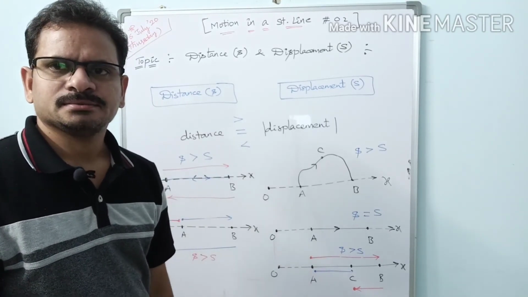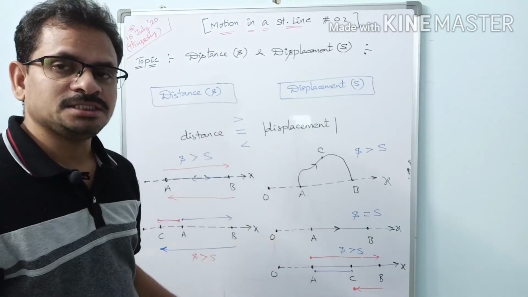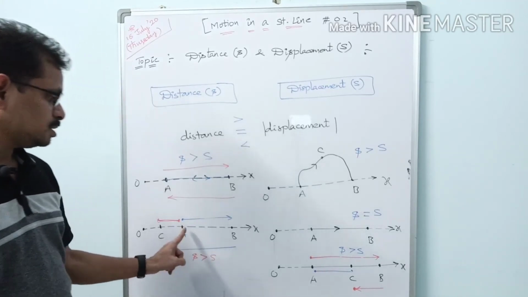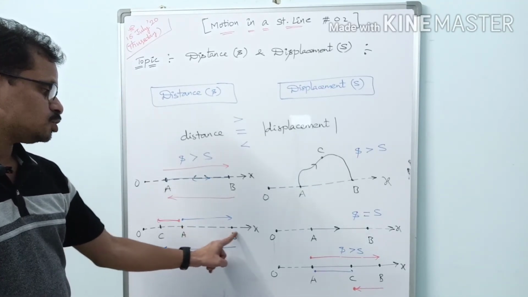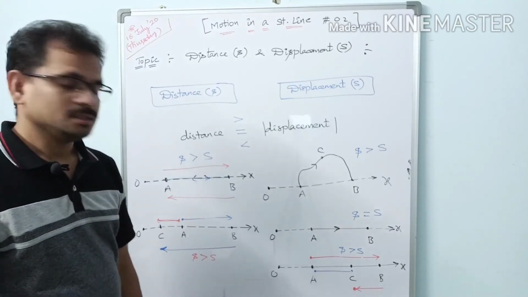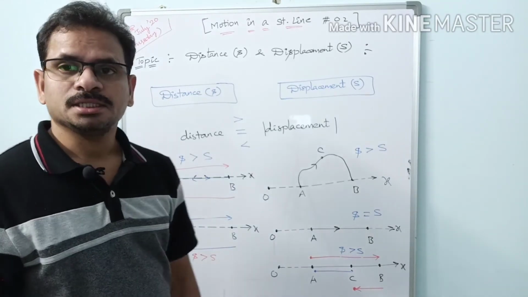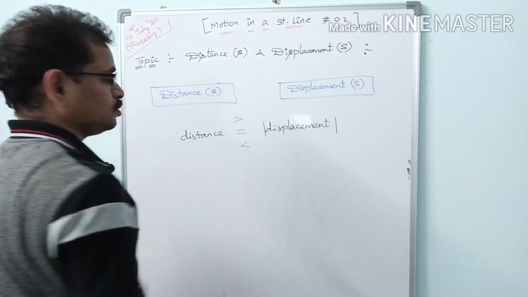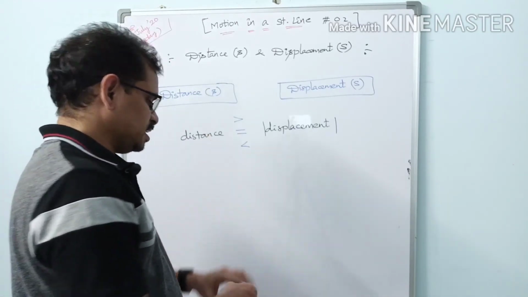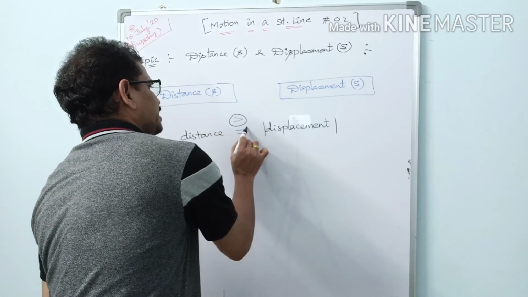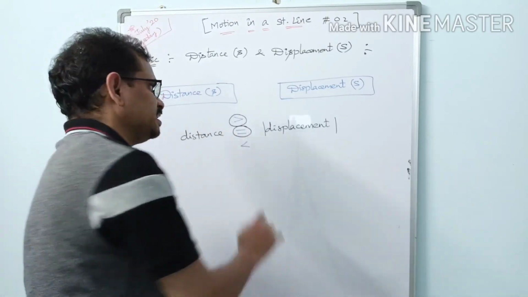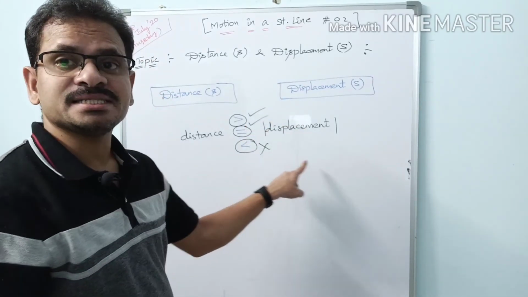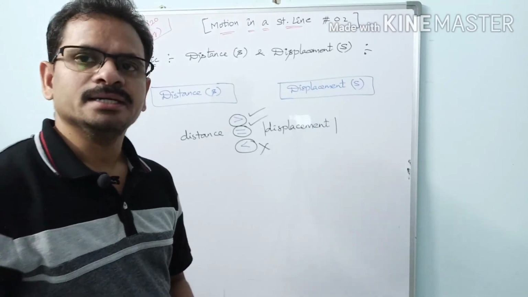In any other case, other than this case, distance must be greater than displacement. See here in this case also, it starts at A, goes to B, comes back to C like this. So in this case also, distance is greater than displacement. Got it? Just keep that point in mind. So what are the two possibilities here? Distance is either greater than displacement or equal to displacement. It is never less than displacement. Distance is never less than displacement.